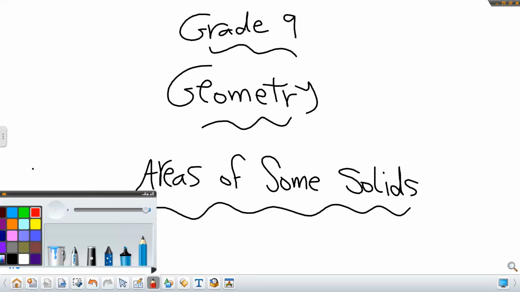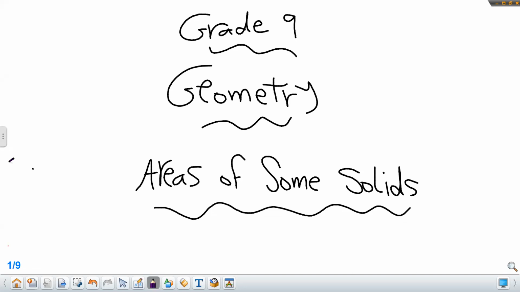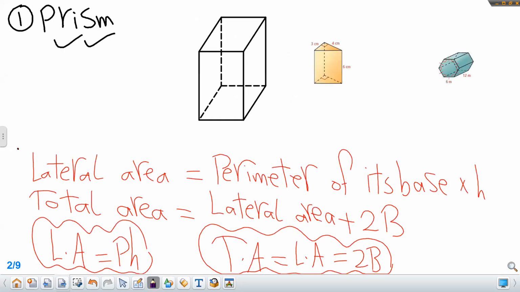Today, inshallah, we will study a new, very important lesson, which is areas of some solids. Okay, let's start with the prism. What about the prism, guys? A prism is a three-dimensional figure which has two parallel and congruent faces which are called bases.